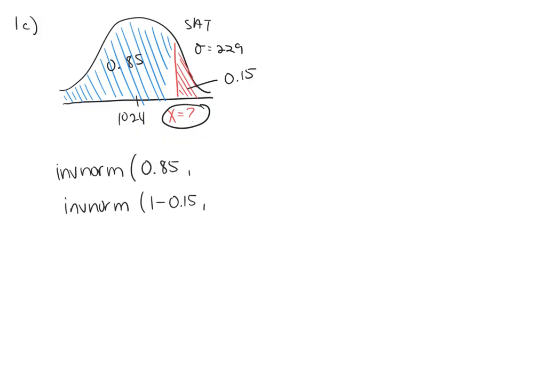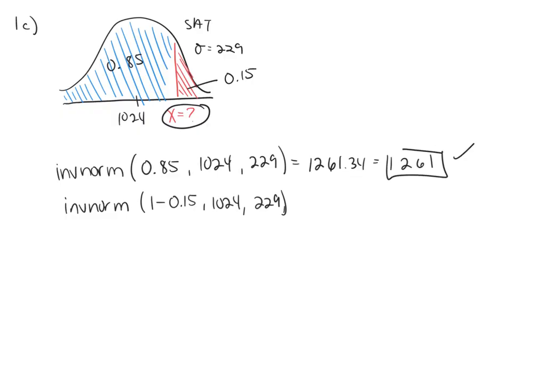Okay, the next piece of information that we need to put in is the mean value, so 1024, and the standard deviation value, 229. If we press enter here, the calculator will give us an SAT score of 1261.34, which we can just round down to a 1261, okay?